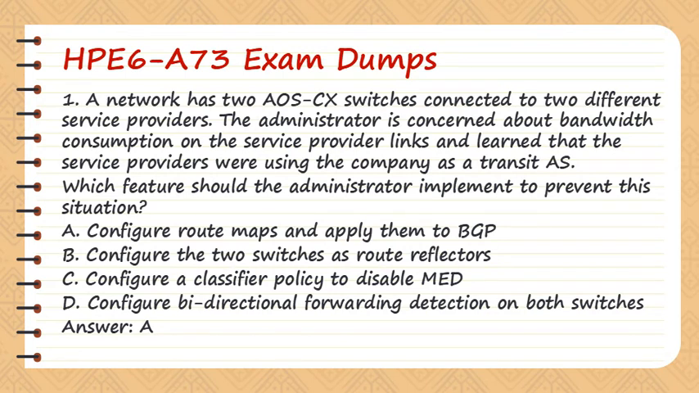A. Configure route maps and apply them to BGP. B. Configure the two switches as route reflectors. C. Configure a classifier policy to disable MED. D. Configure bidirectional forwarding detection on both switches. Answer: A.